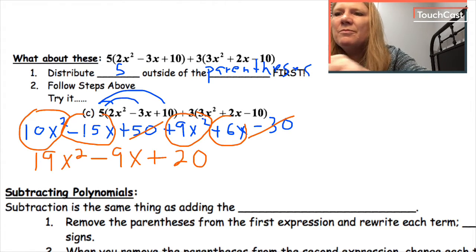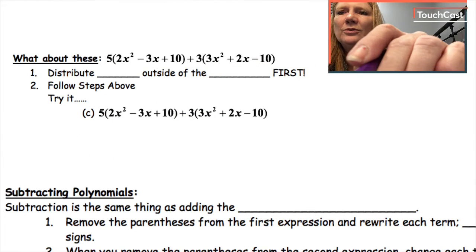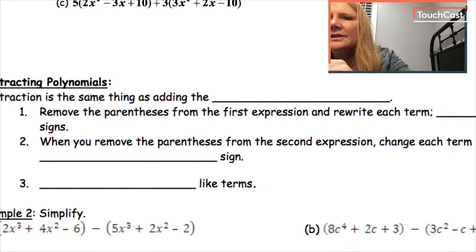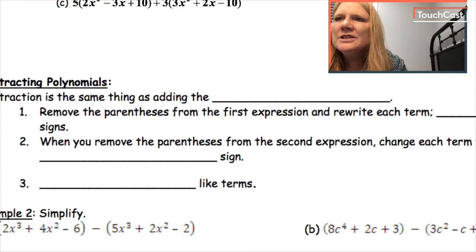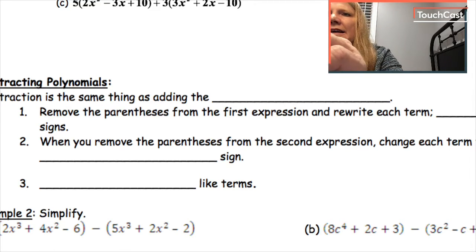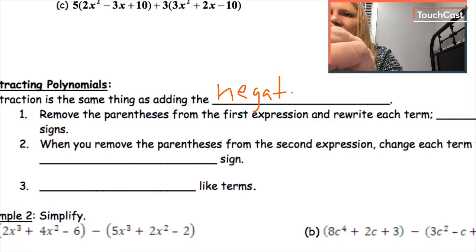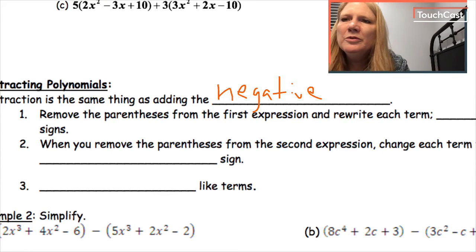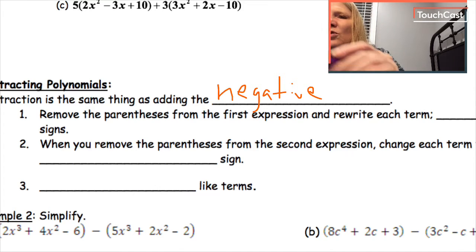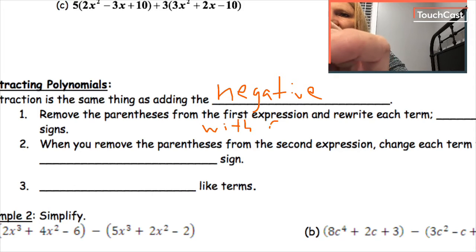Okay, now let's look at subtracting polynomials. Subtracting polynomials is the same thing as adding the negative. Okay, so we'll show you what we mean by that, but you're adding the negative. So you're going to remove the parentheses from the first expression and rewrite each term with the correct sign.